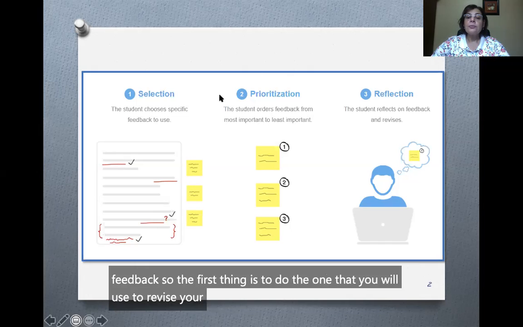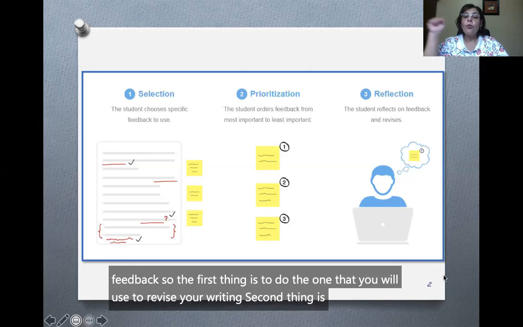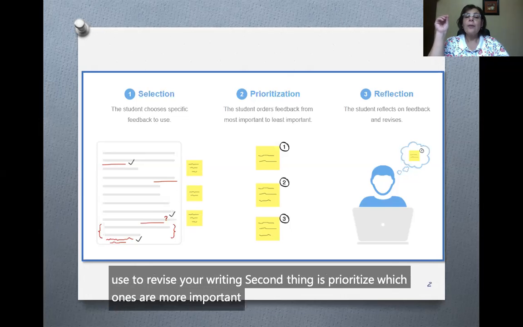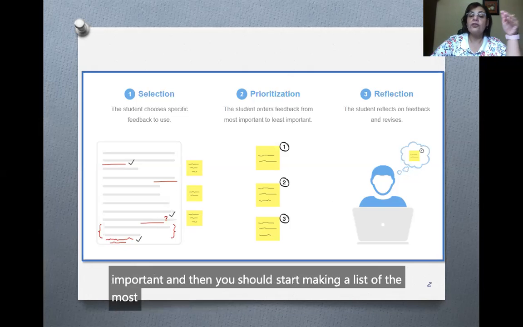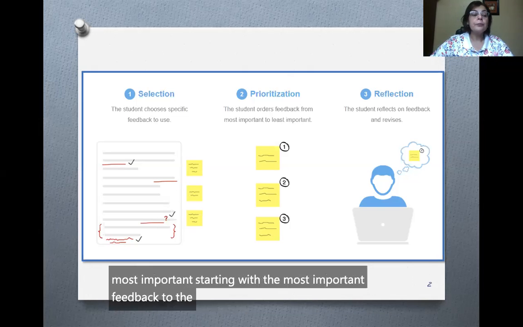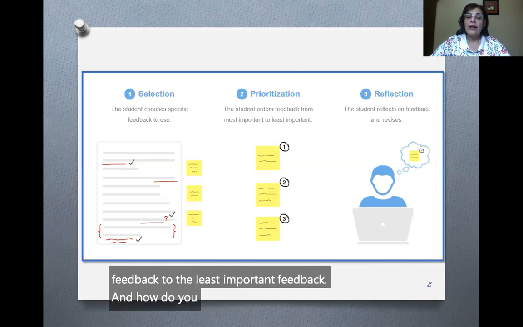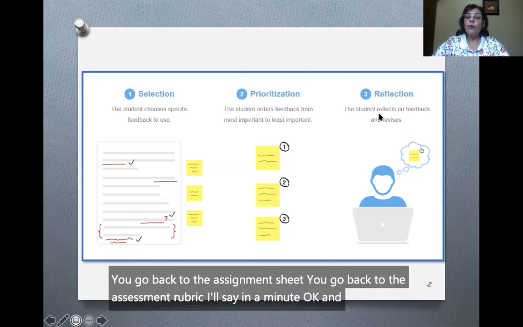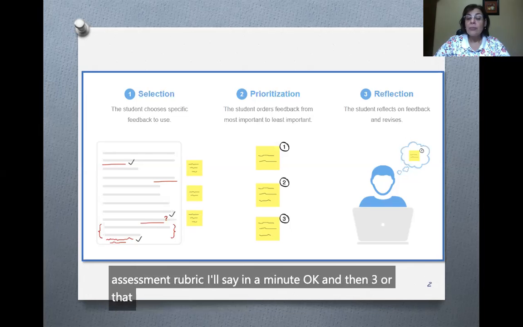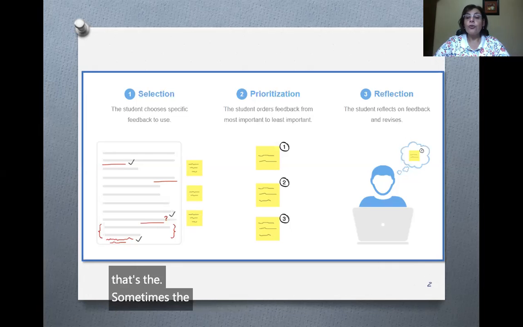Second thing is prioritize. Which feedback is more important? And then you should start making a list, starting with the most important feedback to the least important feedback. And how do you determine the importance? You go back to the assignment sheet, you go back to the assessment rubric, as I'll say in a minute, okay?